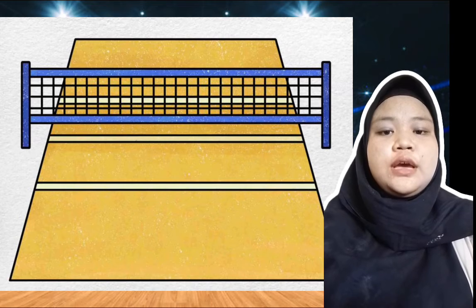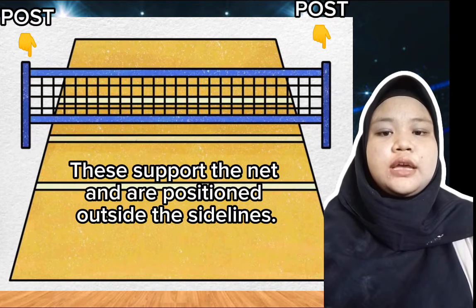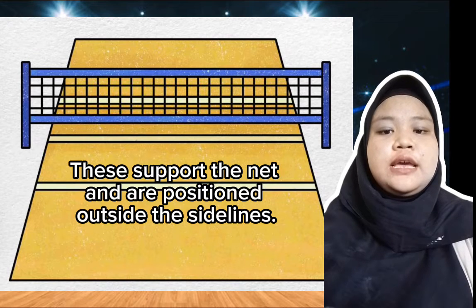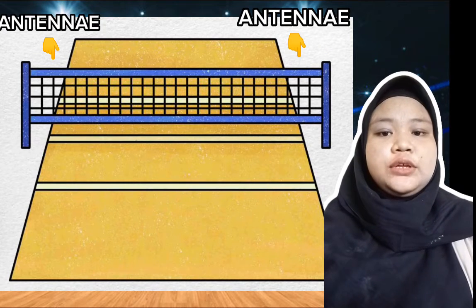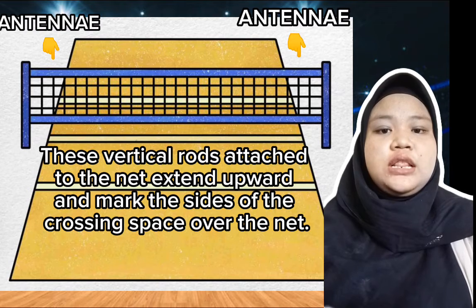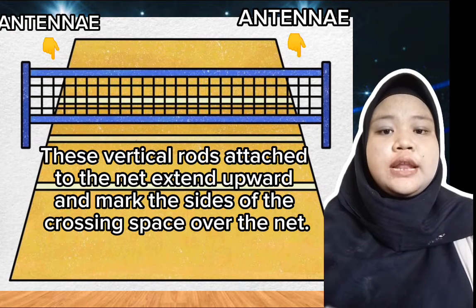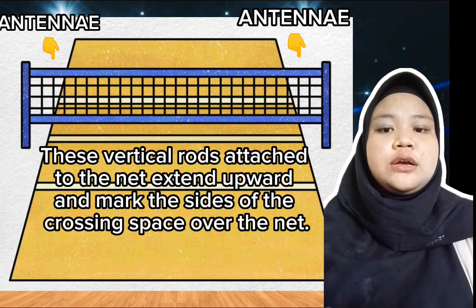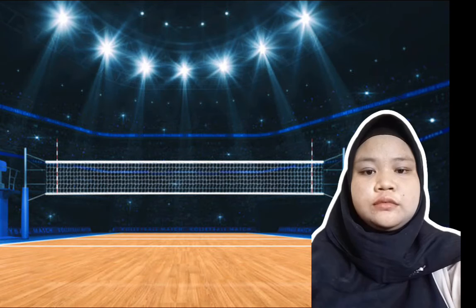The posts support the net and are positioned outside the sidelines. The next is the antennae. These are vertical rods attached to the net, extending upward and marking the sides of the crossing space over the net.